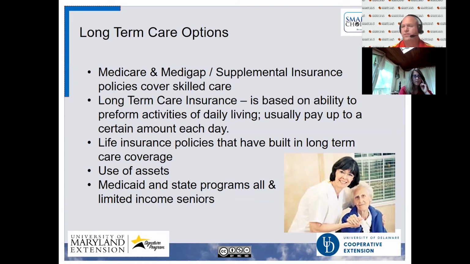And so that's one thing, if you have a house, if you end up in a nursing facility, that house may be used to cover your long-term care. And then there are other programs, Medicaid and other state programs, for people with limited income. And so you may end up in a situation where you don't have any assets. In that case, there's a process in which Medicaid would kick in to cover your long-term care.